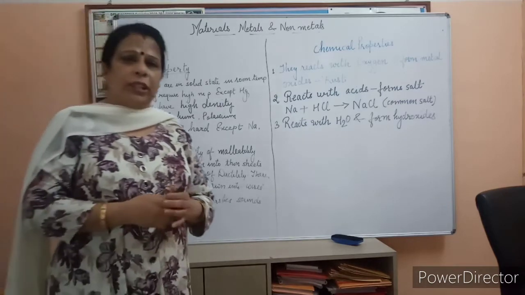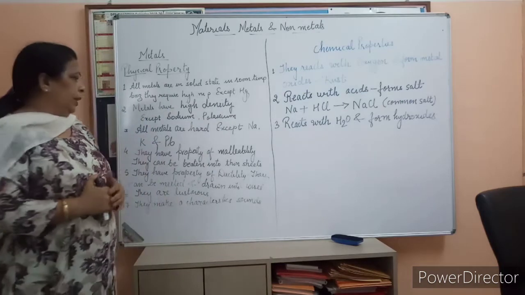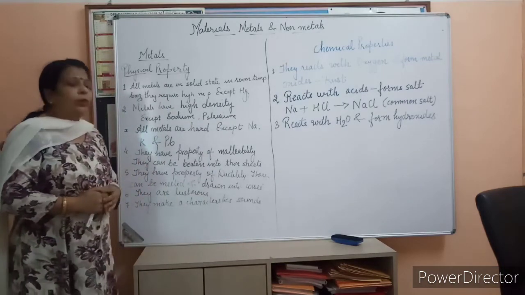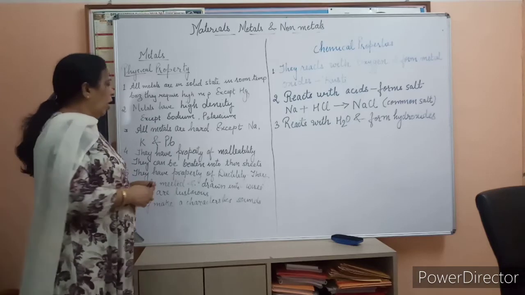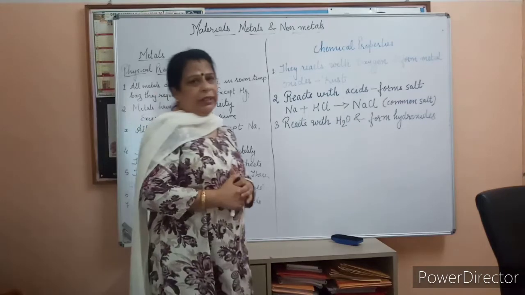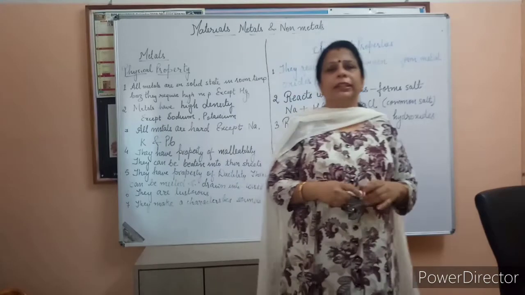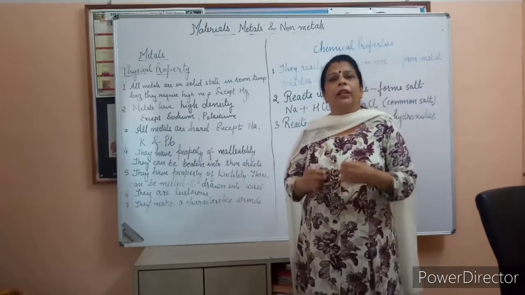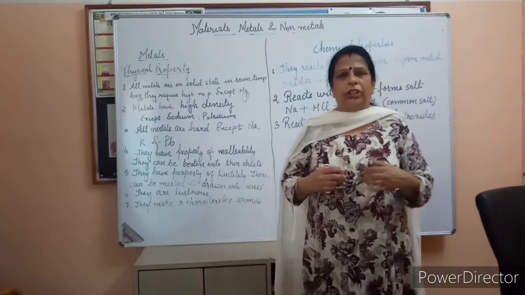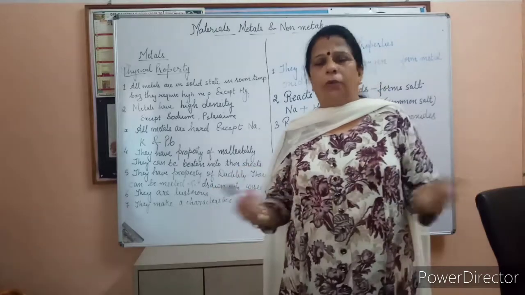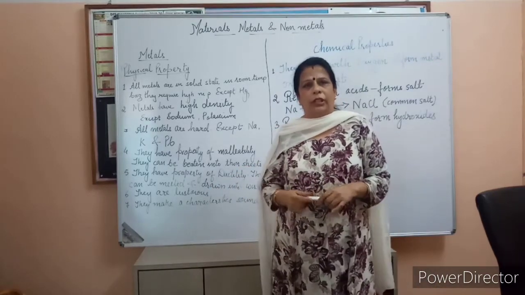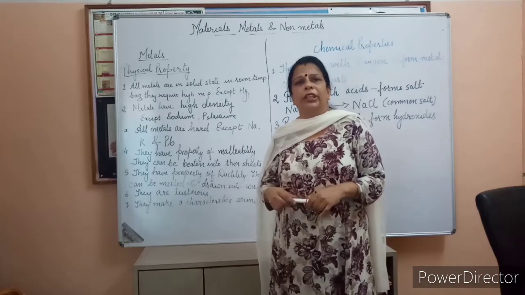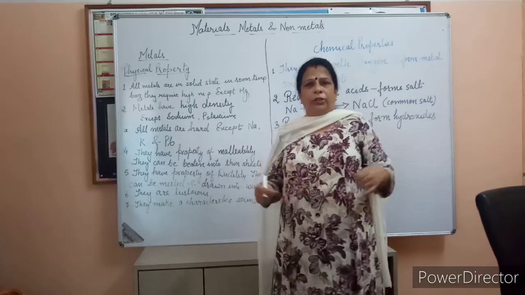So metals have this property of malleability. They can be beaten into thin sheets. Now they have the property of ductility. This means that when the metals are melted, they can be changed into, or drawn into, the form of wires. Only metals have this property, that they can be changed into various shapes. They can be drawn into wires.